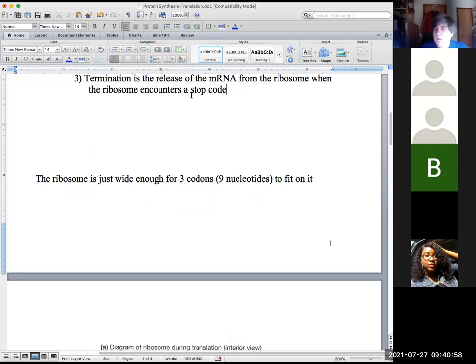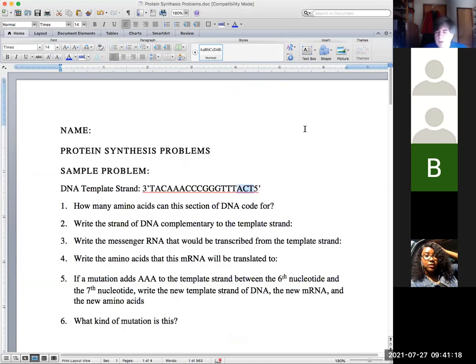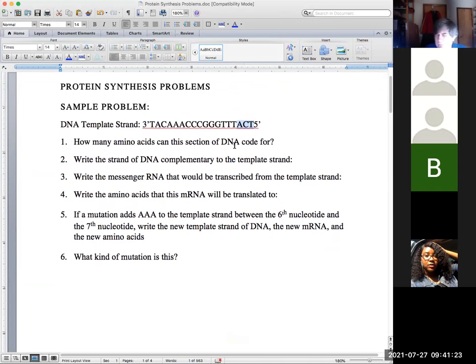So let's look at one more screen. Let's look at a sample problem for the last homework set. So this is from protein synthesis problems. So let's work a sample. So we have our DNA template strand. So the first question is, how many amino acids can this section of DNA code for?